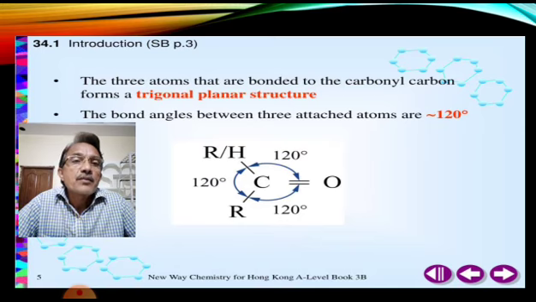You can see the structure of aldehyde or ketone. RCOR is ketone, RCHO is aldehyde. Whether it is aldehyde or ketone, in any carbonyl compound, the bond angle must be 120 degrees and the structure of a carbonyl compound, may be aldehyde or ketone, must be triangular planar structure or trigonal planar structure.